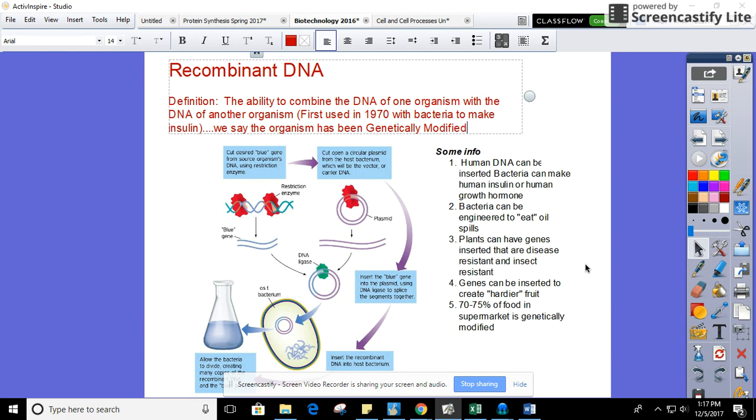We can also have plants that have genes inserted that are disease resistant or insect resistant, so that would help us with crop yield. We can also insert genes into fruit so that they are hardier, so maybe they don't brown or they don't ripen as fast or they don't freeze. And what we do know is that 70 to 75% of our food in our supermarket is actually genetically modified.